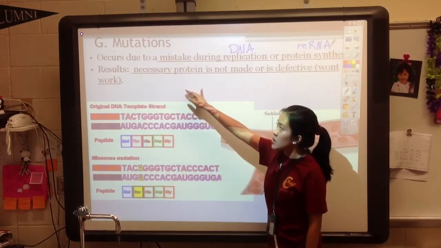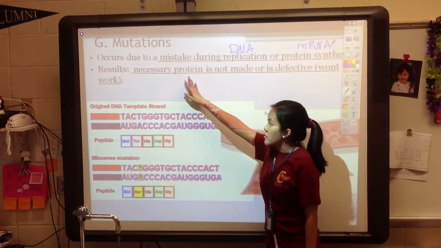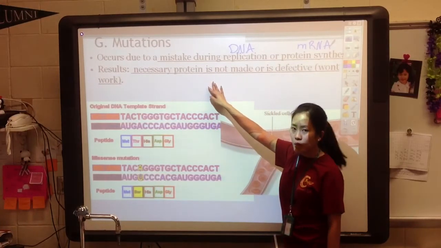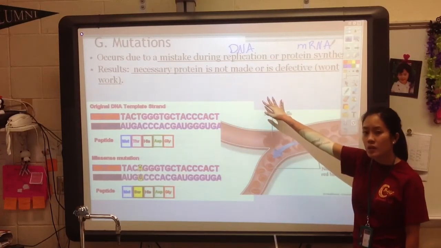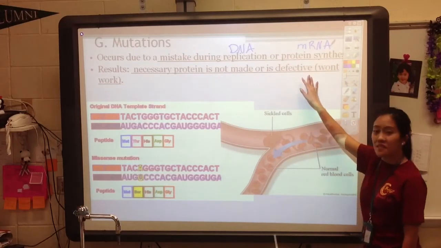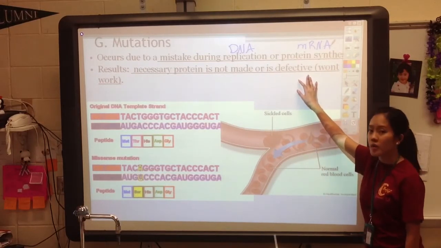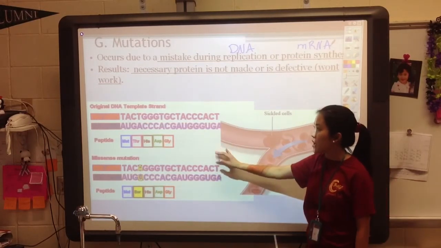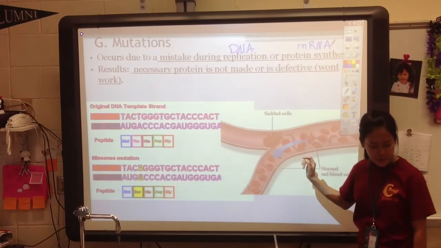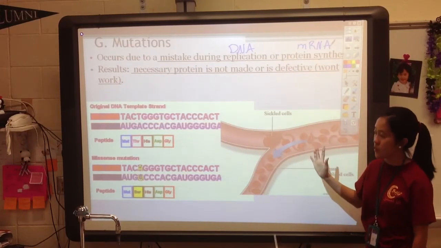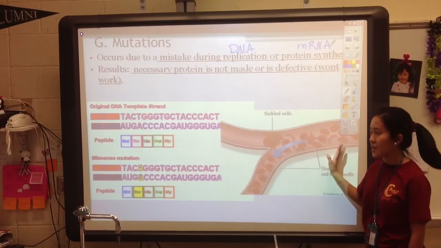Now, if there's a mutation, the result could be that the necessary protein is not made, or it's defective. It doesn't work. It won't work. An example here of a disease that's caused by a mutation is actually sickle cell anemia.